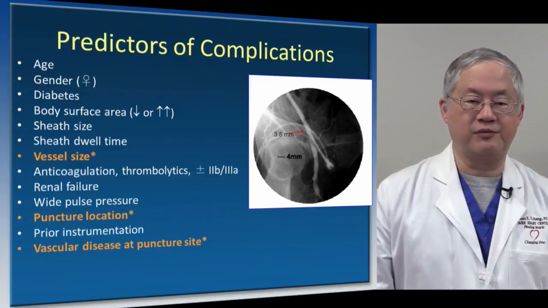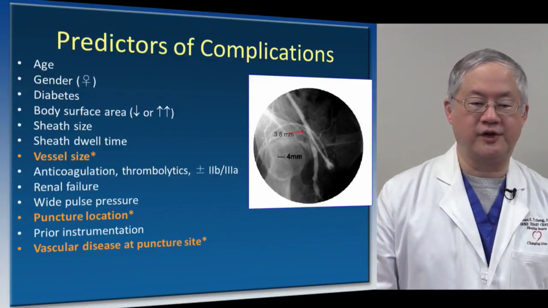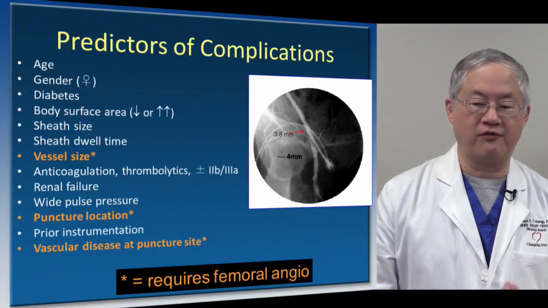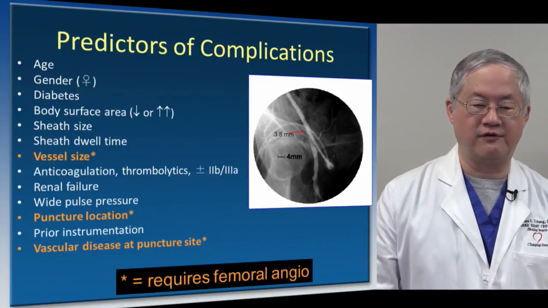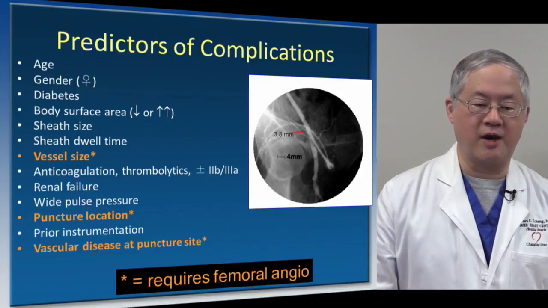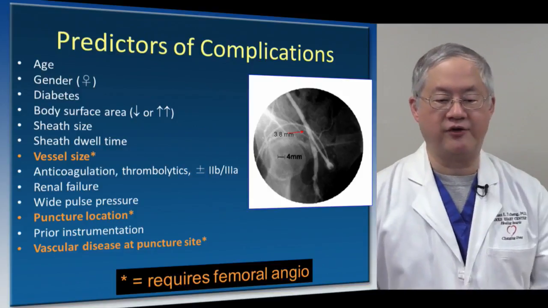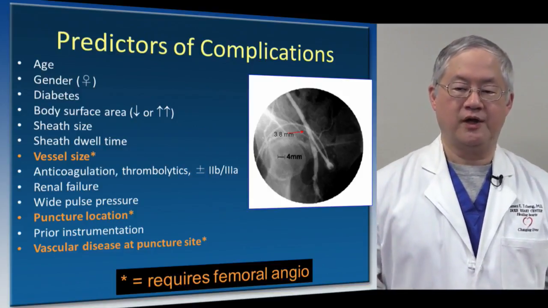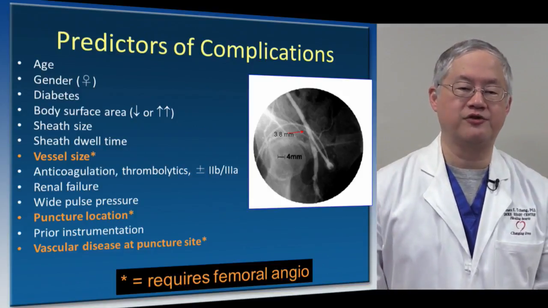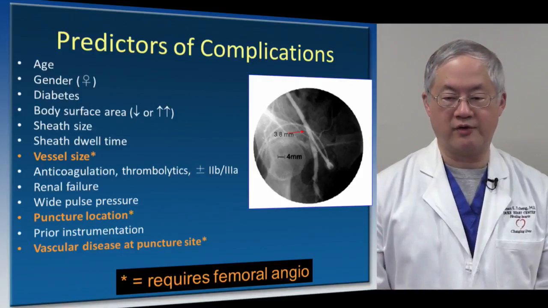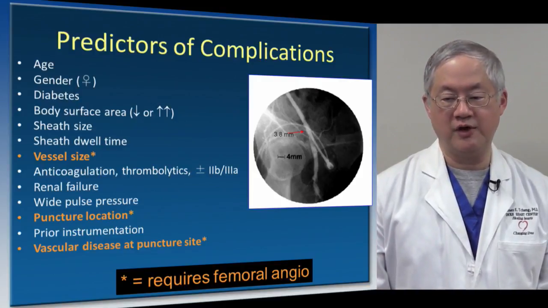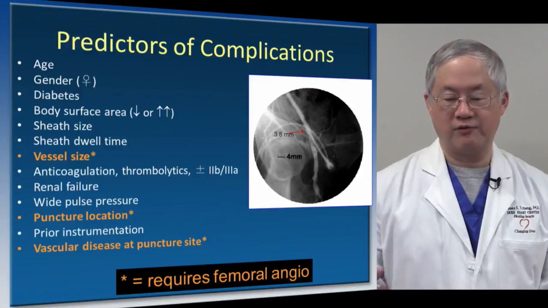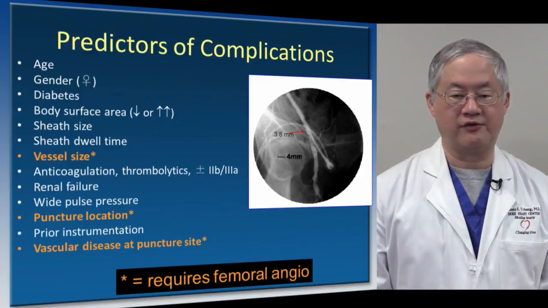The other complication predictors are shown here. The other ones that you can figure out by femoral angiography are the size of your vessel. The smaller the vessel, the more likely you are to have complications. And then also if you have a lot of vascular disease at the puncture site. It really is important to obtain a femoral angiogram so that you can assess whether or not your patient is at risk for having a complication related to the femoral vascular access itself.